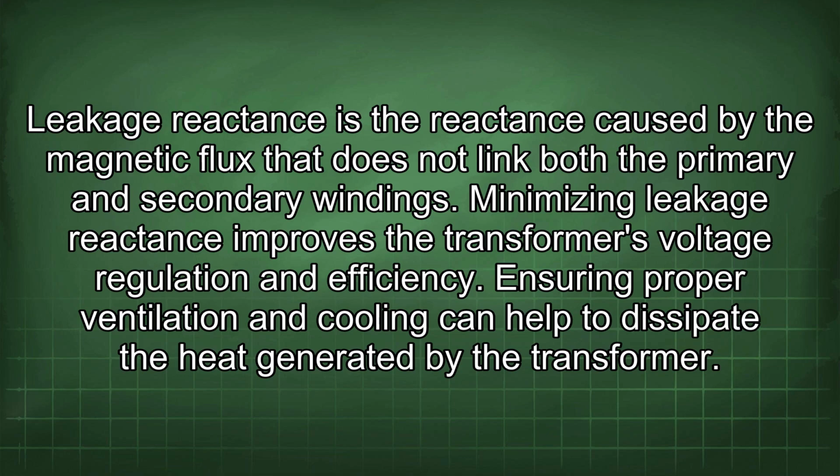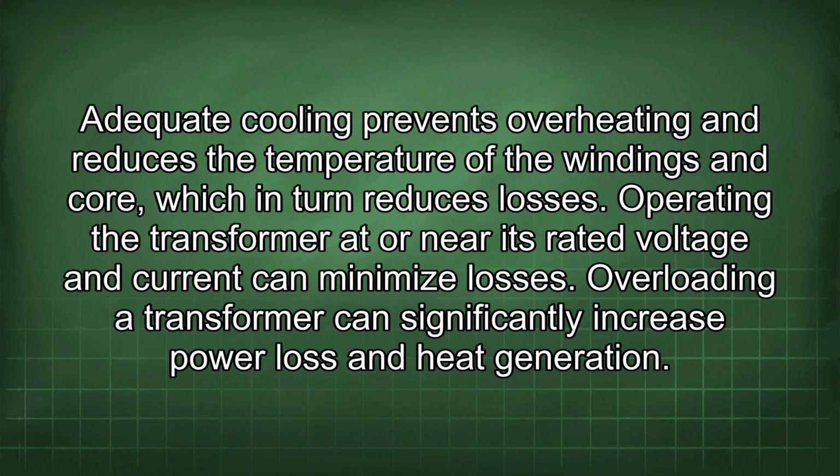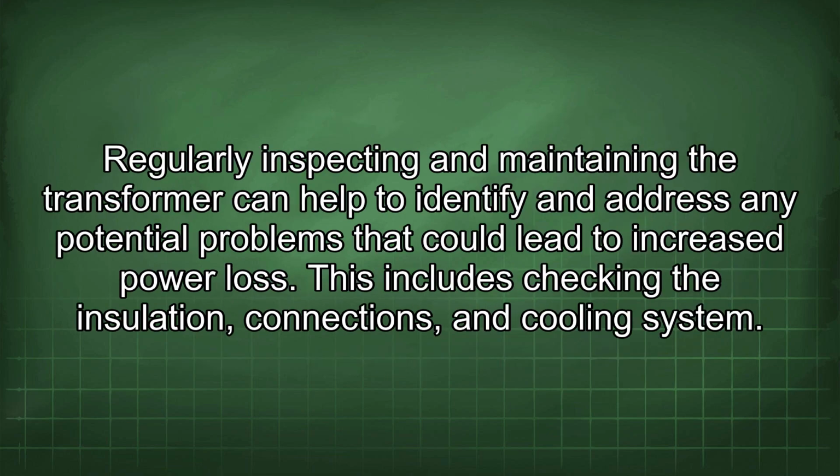Ensuring proper ventilation and cooling can help to dissipate the heat generated by the transformer. Adequate cooling prevents overheating and reduces the temperature of the windings and core, which in turn reduces losses. Operating the transformer at or near its rated voltage and current can minimize losses. Overloading a transformer can significantly increase power loss and heat generation. Regularly inspecting and maintaining the transformer can help to identify and address any potential problems that could lead to increased power loss. This includes checking the insulation, connections, and cooling system.